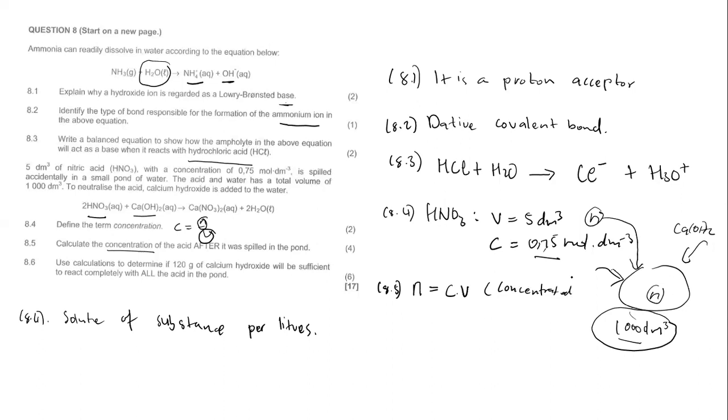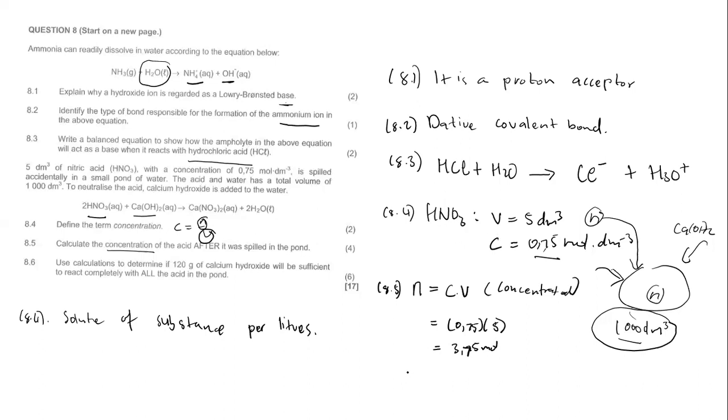It is concentrated because the volume is less, meaning we have a smaller volume. So now the concentration of HNO3 in this case is 0.75, and the volume in cubic decimeters is 5. Now let us punch this on our calculator: 0.75 multiplied by 5, and we get 3.75 moles. This is the number of moles of concentrated nitric acid.